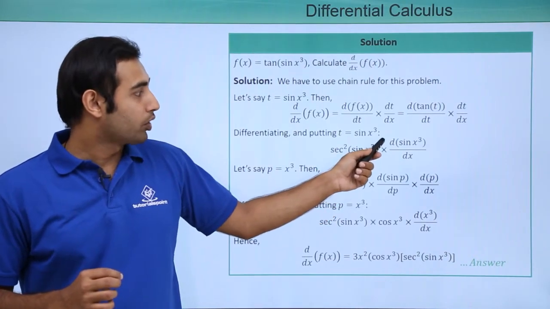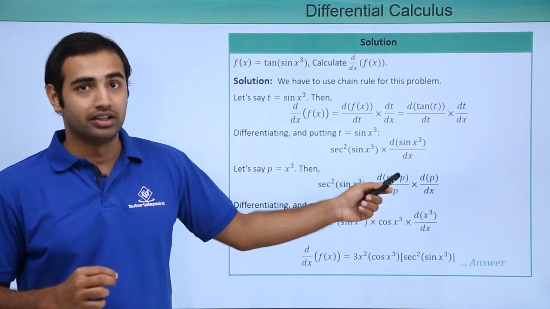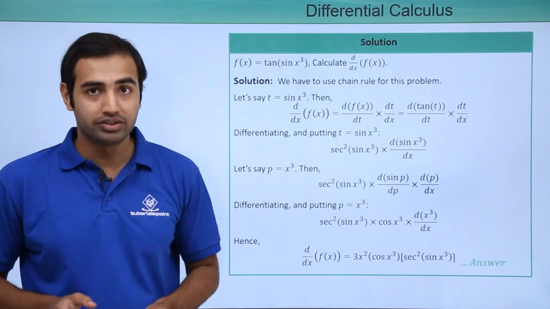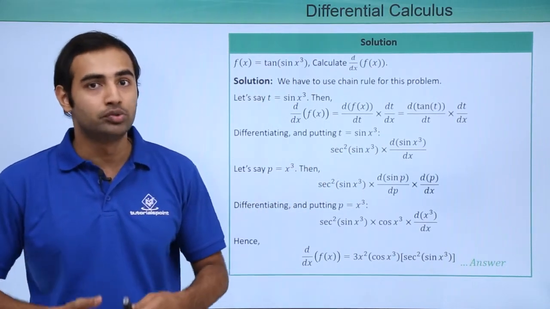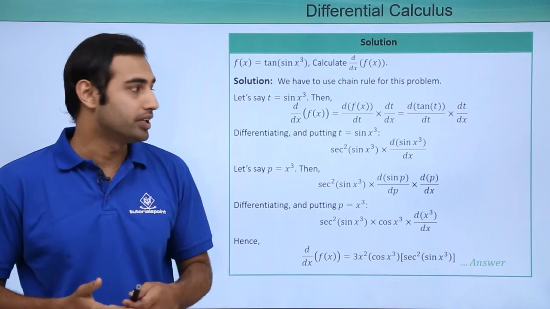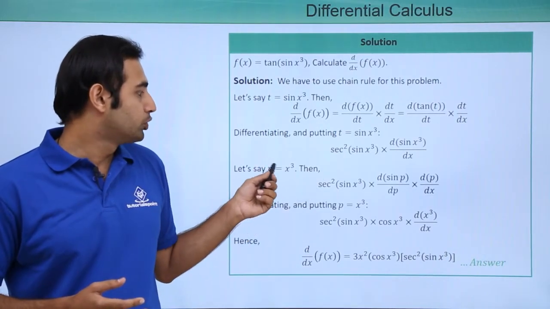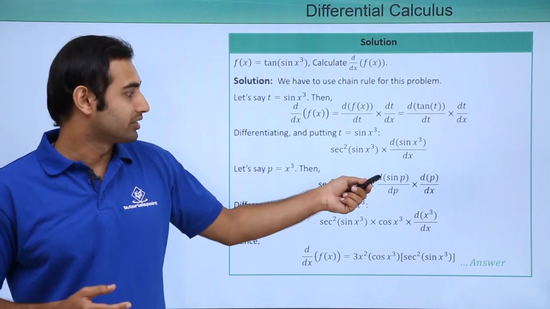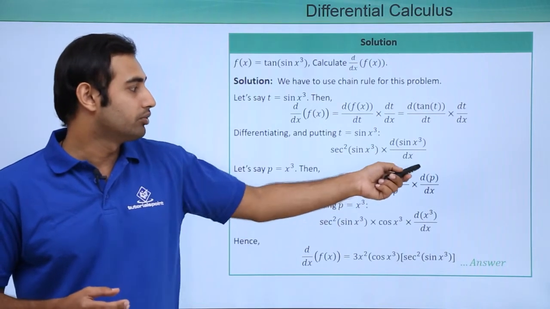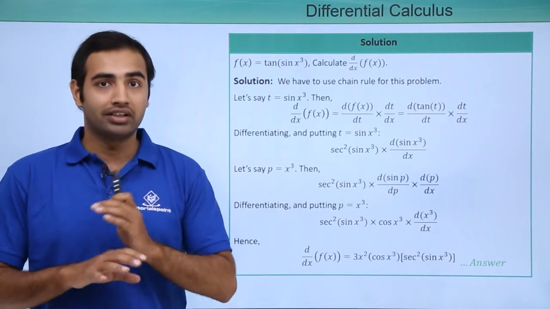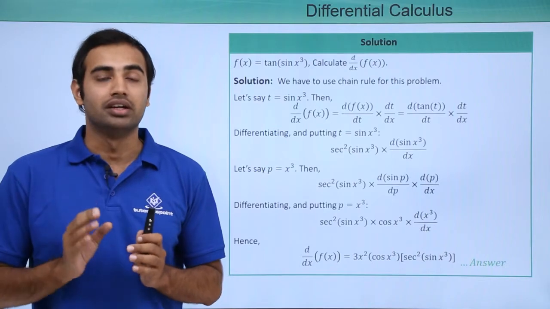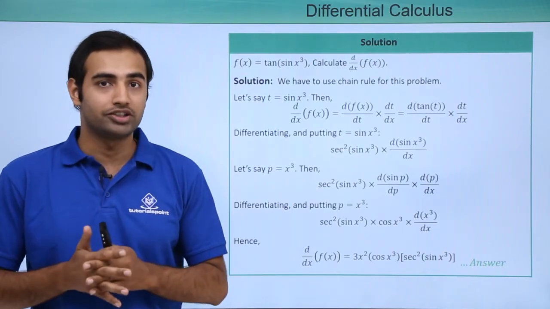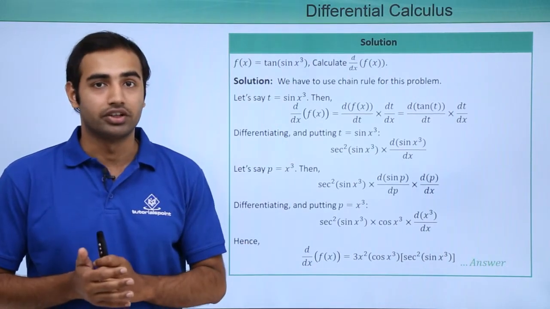Now we have to tackle the problem of d(sin x³)/dx. Once again we don't know the formula for this, so we will again assume x³ to be a second variable, which is p. So if I assume x³ to be p, then I can write this expression as d(sin p)/dp into dp/dx. Once again, I haven't done anything but multiply and divide by dp. This is exactly the procedure of the chain rule as you would have studied in the differentiation video.